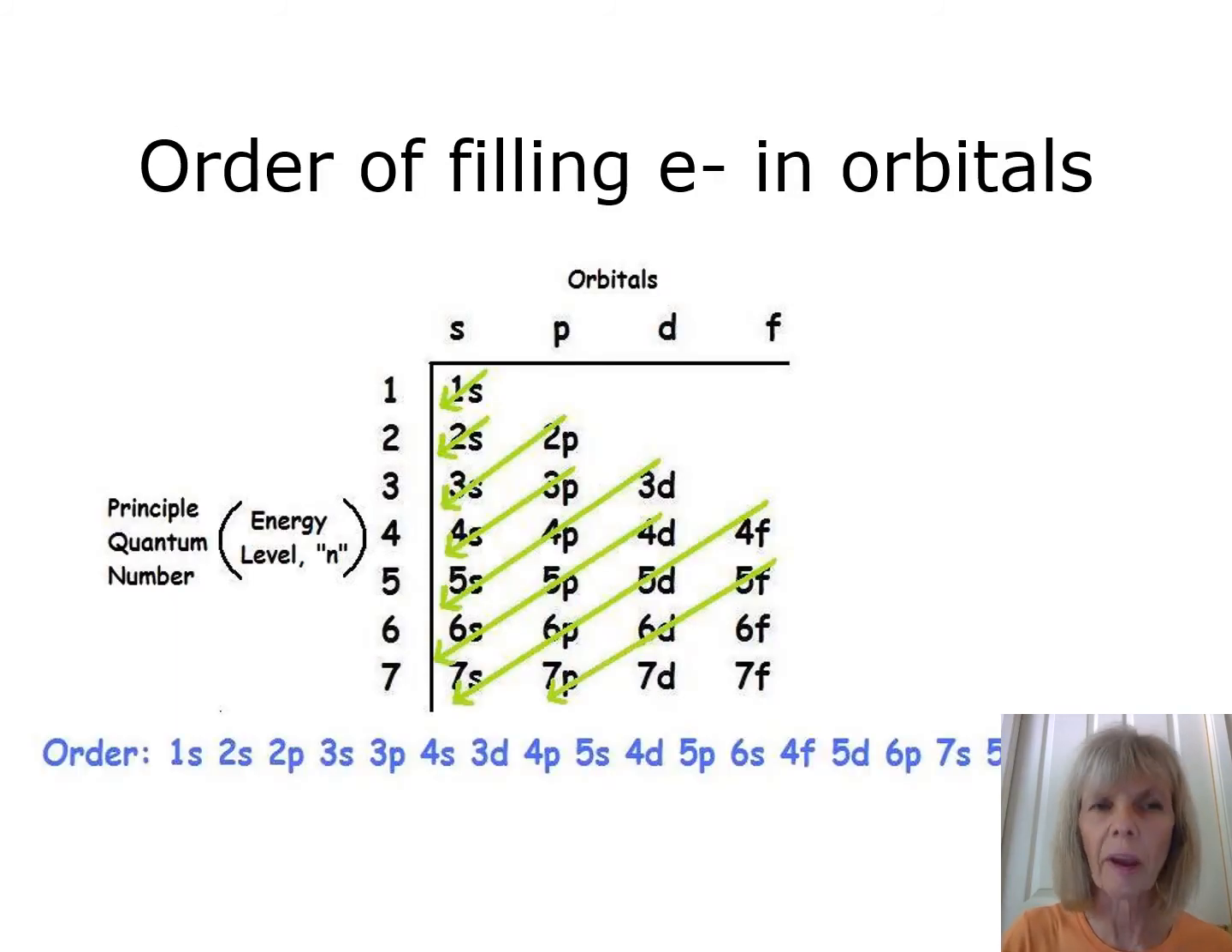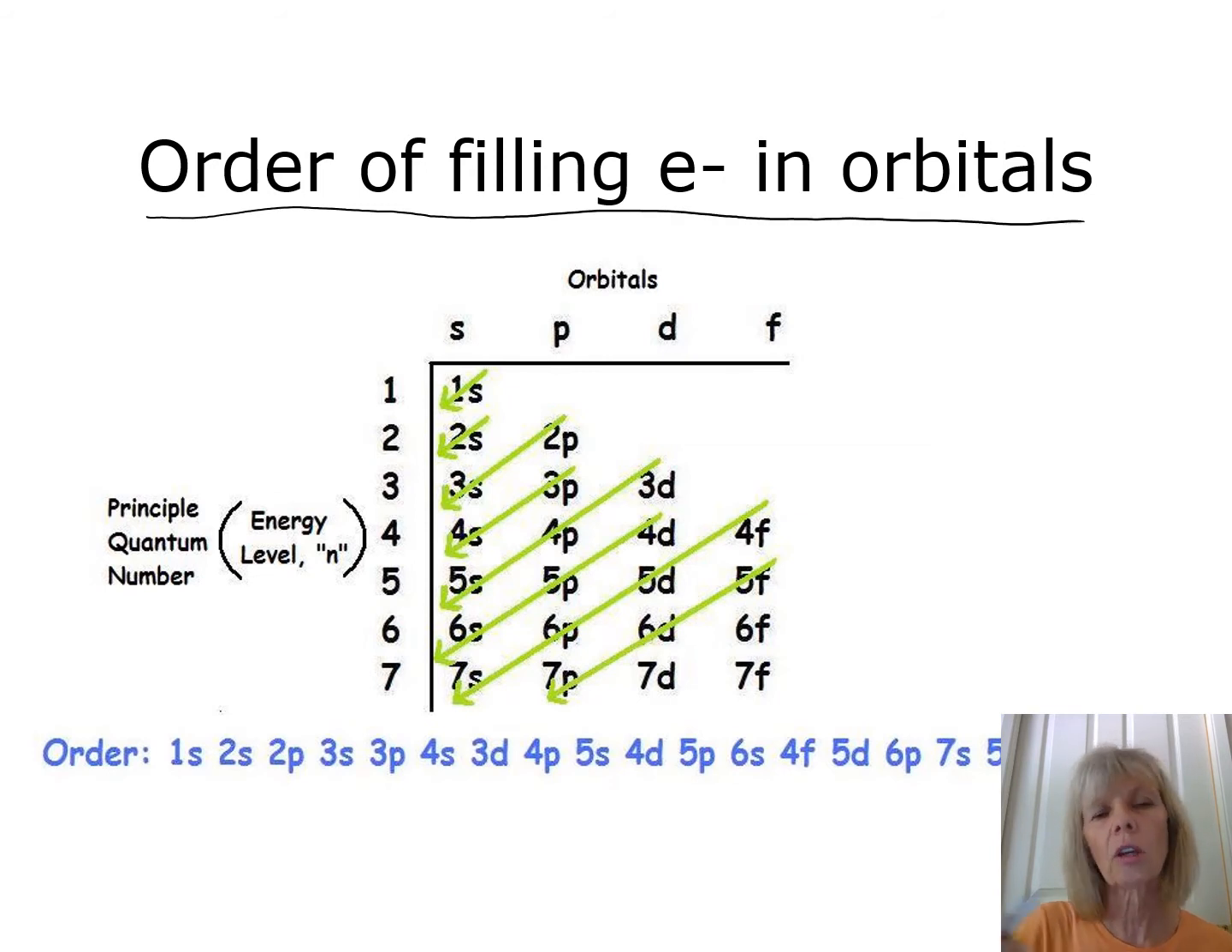So this chart might help you remember the order of filling electrons into orbitals. You can either just memorize the order. As I said, we go 1s, 2s, 2p, 3s, 3p, 4s, 3d, and that's as far as we'll be going in this class. But if you were to take another chemistry class and you had to go up to higher orbitals, this chart would be helpful, and it may help you as well.